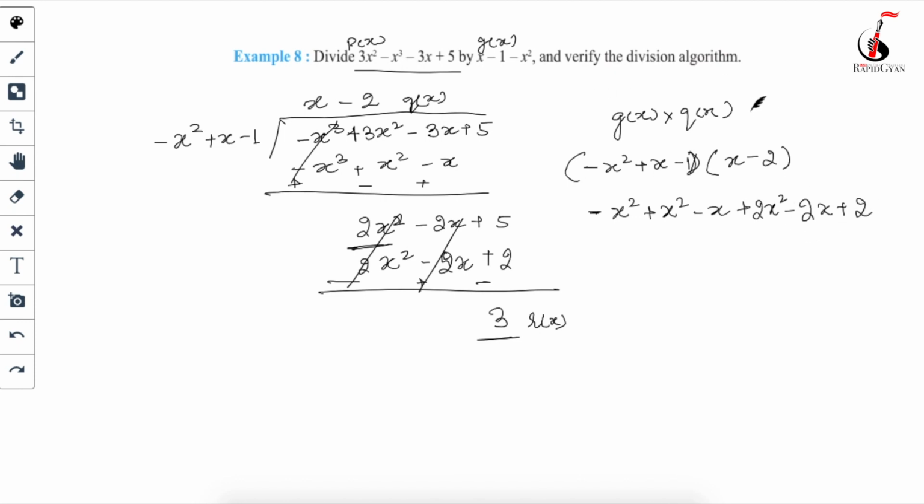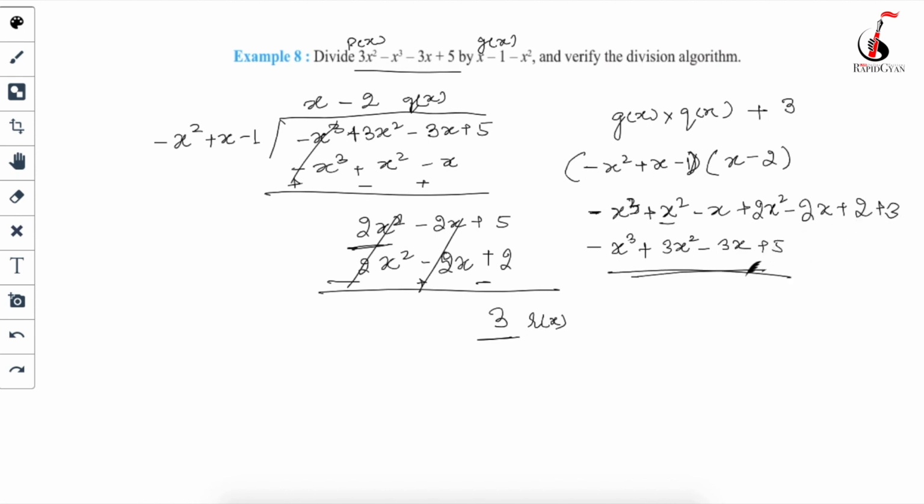After that, what you will have to do? You will have to add your remainder, which is 3. So add the remainder over here, which is 3. What will your answer be? This will be minus x cube, see, x multiplied by minus x square. So this is minus x cube, x square plus 2x square is plus 3x square, and then minus x minus 2x is minus 3x, and 2 plus 3 is 5.